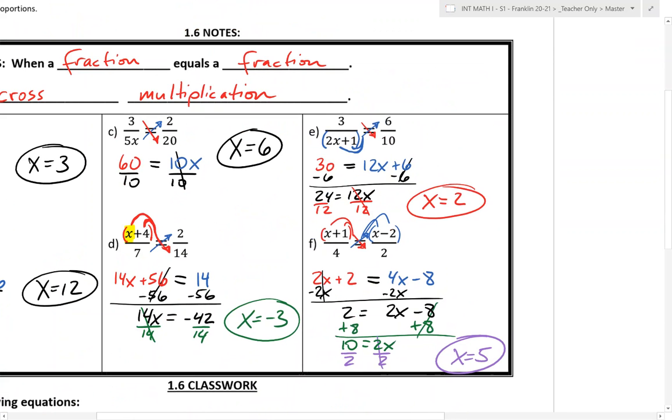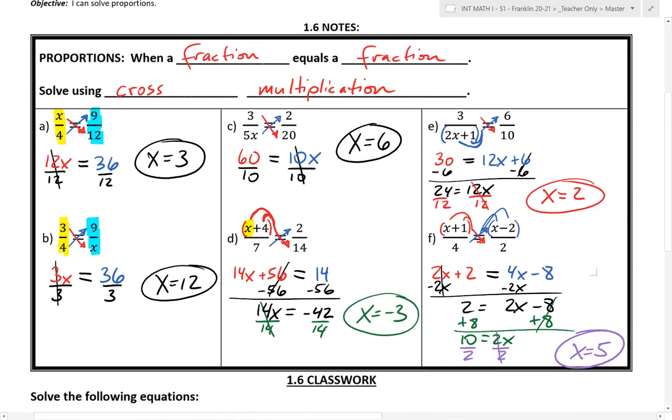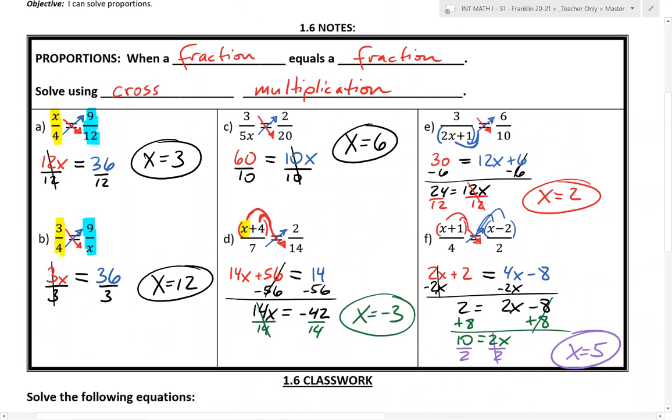So there you have it. Proportions are equations where you have two fractions set equal to each other and solve them using cross multiplication. So just don't forget, multiply the cross products and then set them equal to each other. Solve the equation that you get from that.